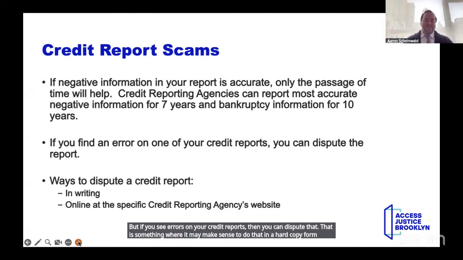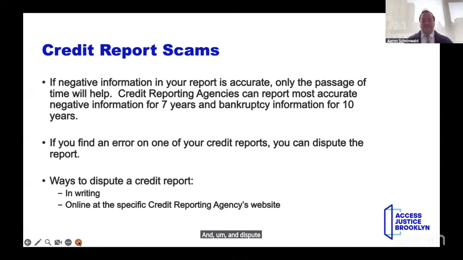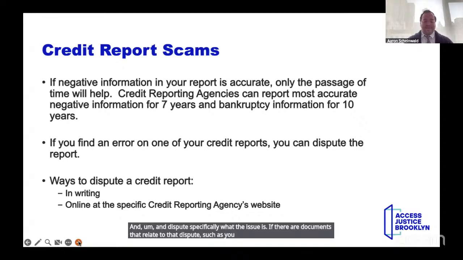On paper, send it into the credit reporting agencies, send it with possibly some sort of delivery confirmation, and dispute specifically what the issue is. If there are documents that relate to that dispute, such as you settled a case in court and you have paid in full and that case was discontinued based on payment in full, then send that discontinuance that has been affected by the plaintiff, which is required under the state civil procedure rules.